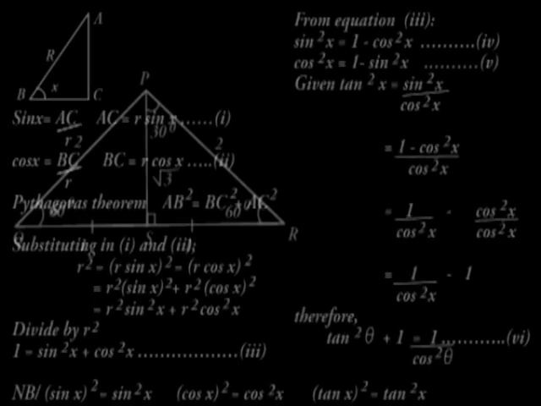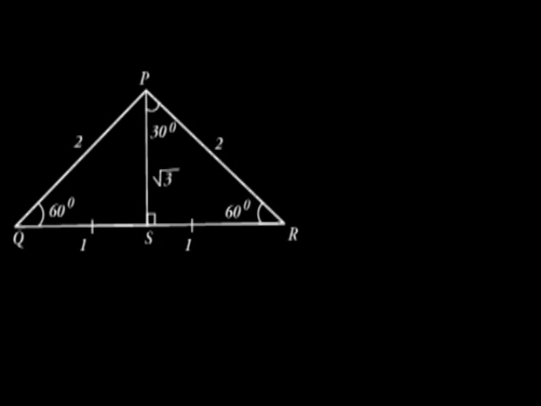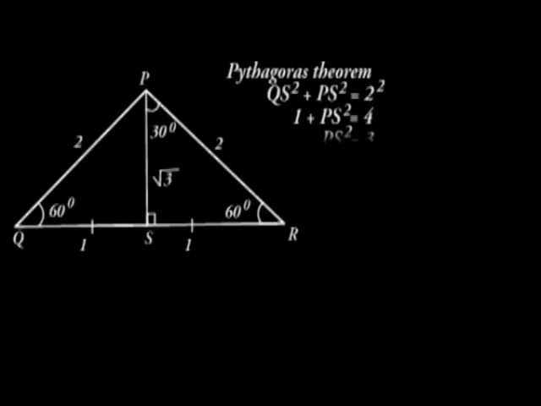Now consider the equilateral triangle PQR. By Pythagoras theorem, QS squared plus PS squared is equal to 2 squared. 1 plus PS squared is 4. Therefore, PS is equal to root 3.